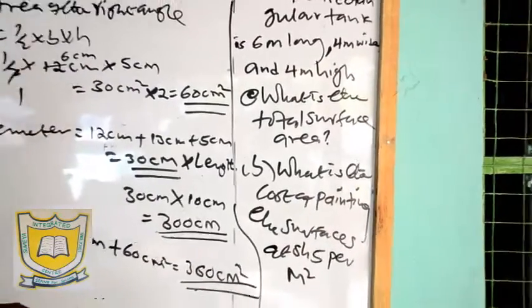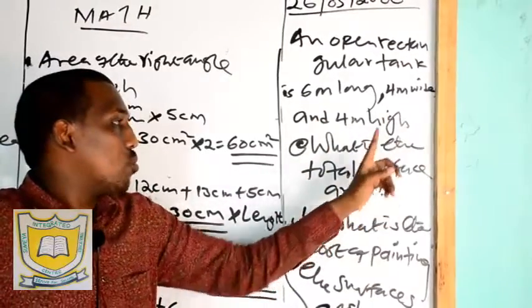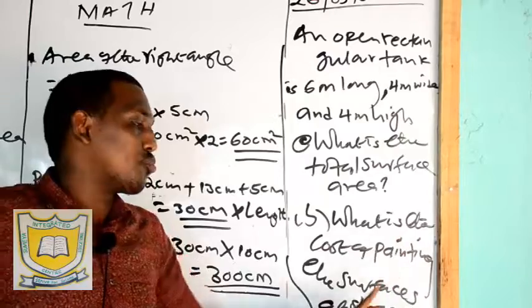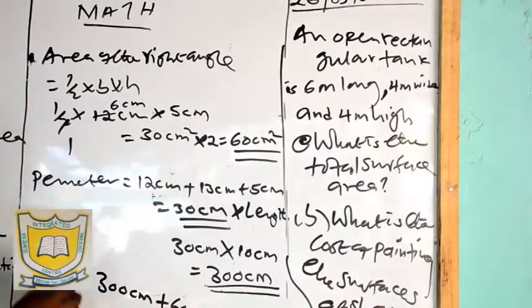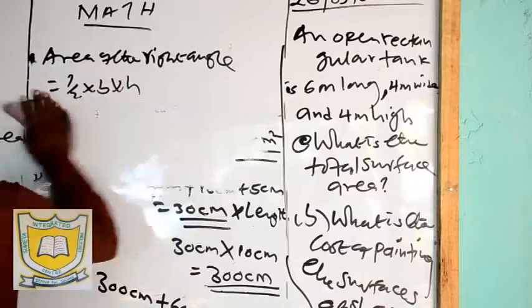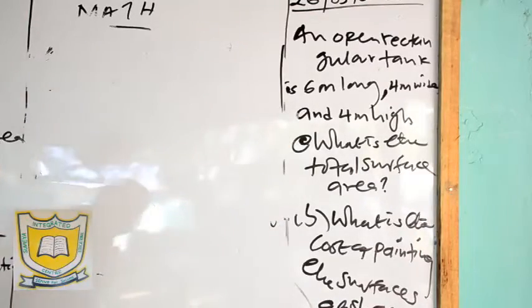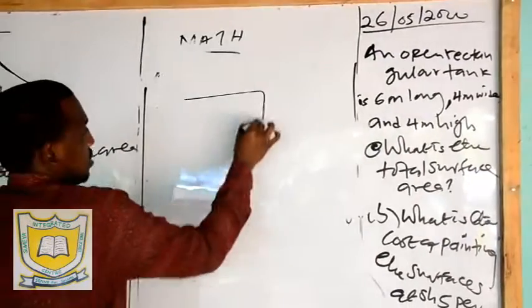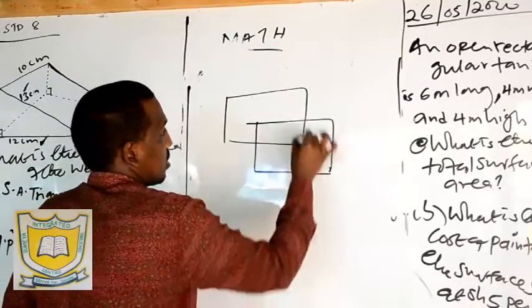A rectangular tank is 6 meters long, 4 meters wide, and 4 meters high. Question A, what is the surface area of the tank? Question B, what is the cost of painting the surface at shillings 5 per meter squared? So let us get it now. What we do, this is a rectangular water tank. It's just like this.